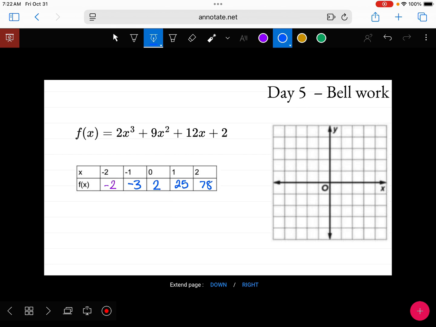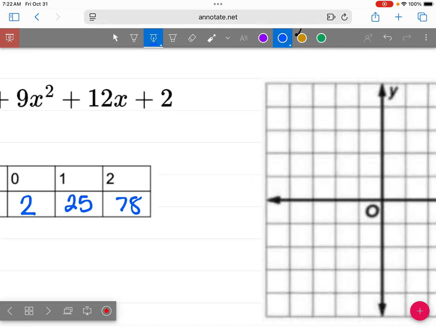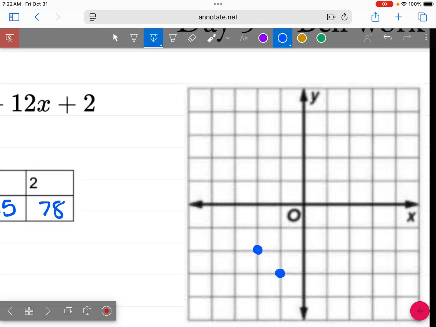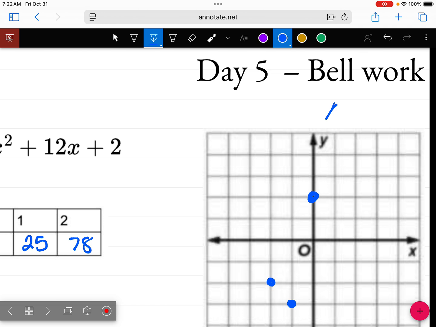So we can plot this up with the information that we have here. We've got our -2, -2, which is a point down here. -1, -3, which is down here. 0, 2 is way up there. 125, and we are officially off the graph. 278 is even further.